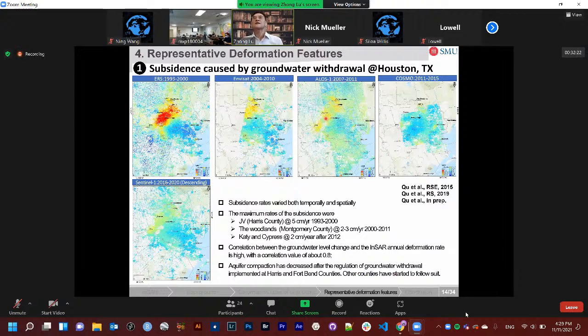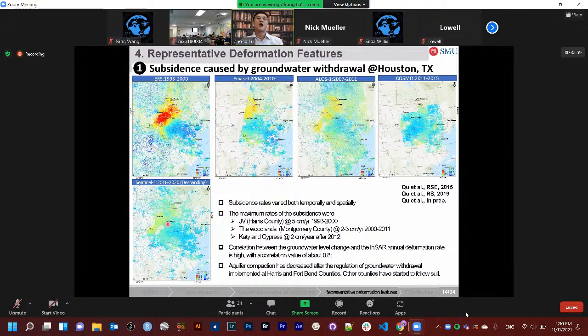So if you look at what happens in the 2007 to 2011 period, you can see that the deformation rate is reduced, and also moved to the northwest to these Woodlands, Cypress, and Katy areas. And here we also got limited images over a relatively small area. But here we use the Sentinel-1 data to see what happened in 2016 to 2020. You can see that the rate is reduced. It's about 2 centimeters per year now.